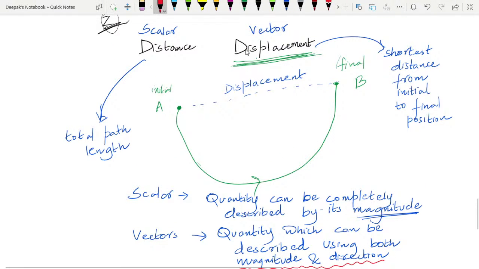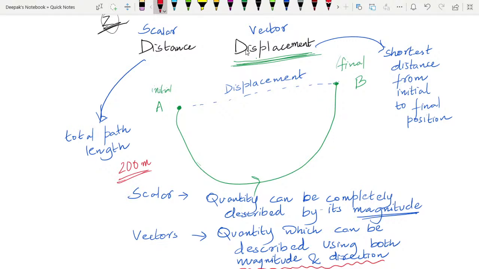So distance is scalar, which means if somebody asks you the distance, you will just tell them the number. Maybe that number can be 200 meters, right? Somebody asks you how much distance did you move today, you will just tell them 200 meters. They will not ask you anything else. They have understood that you moved 200 meters, right?